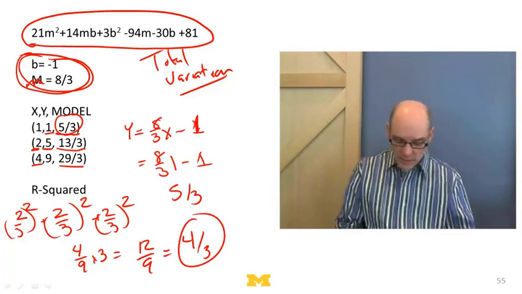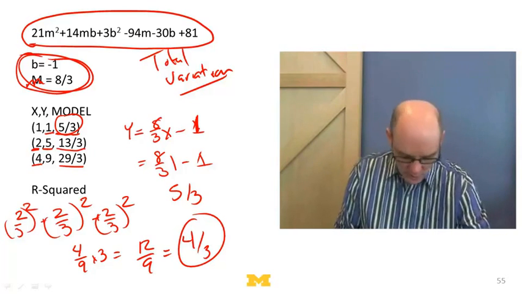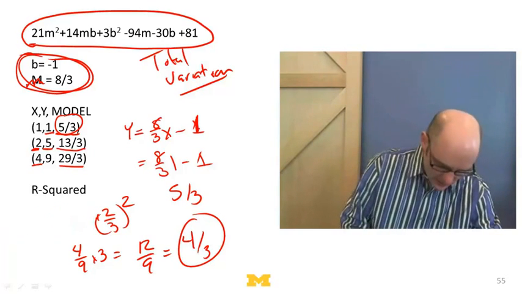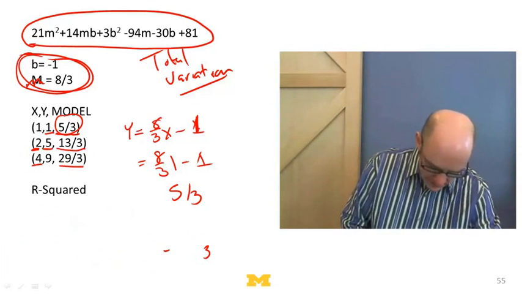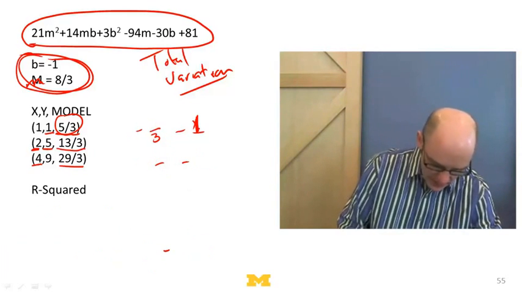So now if I want to know what's my r squared, right? Well, if I erase all this stuff for a second, what I get is, how much of the data did I explain?